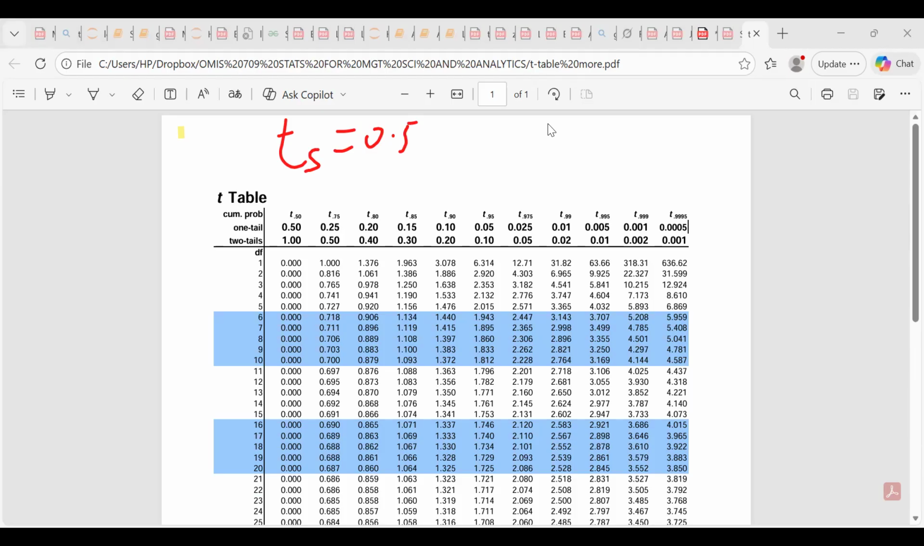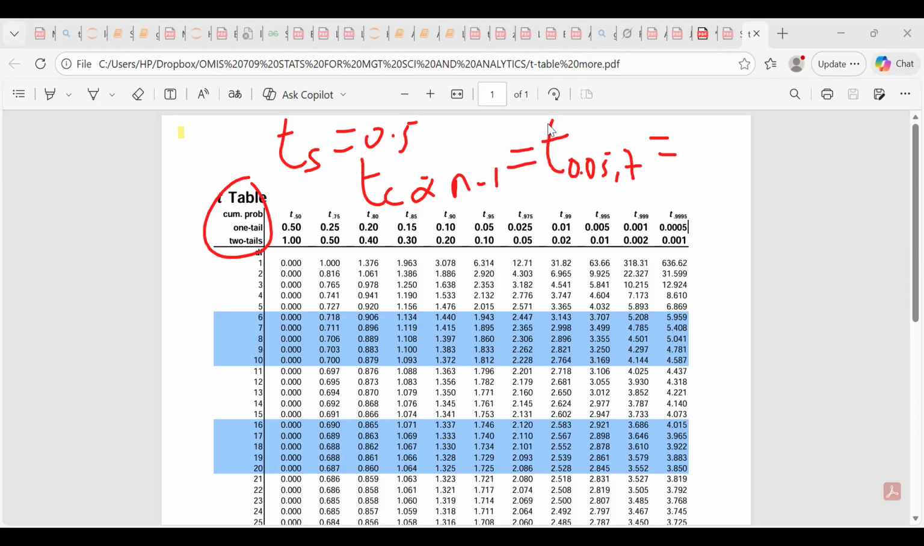Now, unlike the Z, the critical value for T is given by T subscript alpha, N minus 1. That's how you get a critical value. In other words, we are dealing with T subscript alpha. What was the alpha value given to us here? 0.05. What was the N? N is 8. So N minus 1 is what? 7. So we go to the T table and look at this section here.